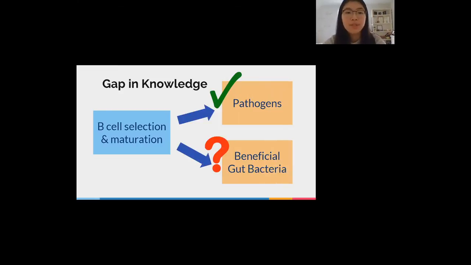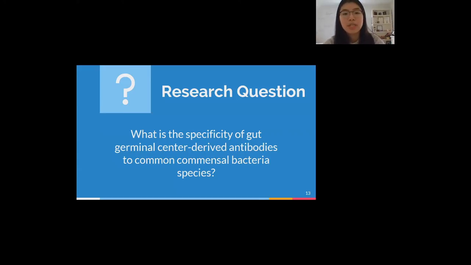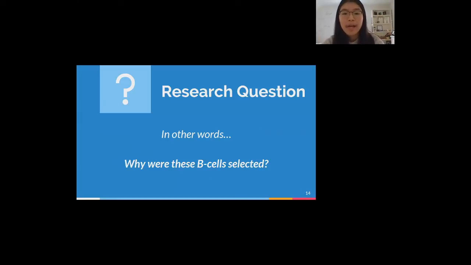So this leads me to my research question, which is, what is the specificity of gut germinal center derived antibodies to common commensal bacteria species? So in other words, why were these B cells selected in the germinal centers? Or like, why did they win?